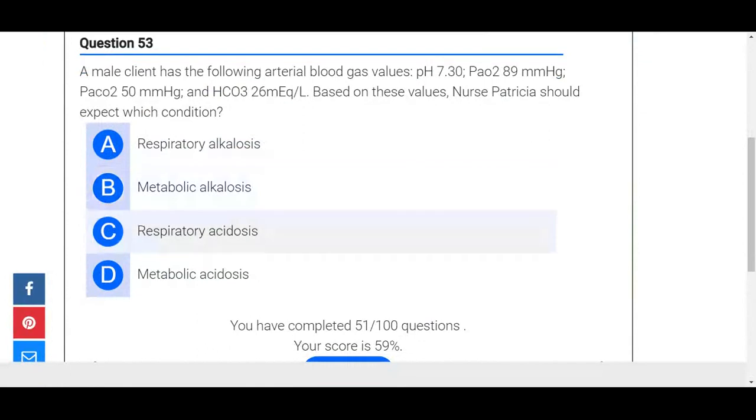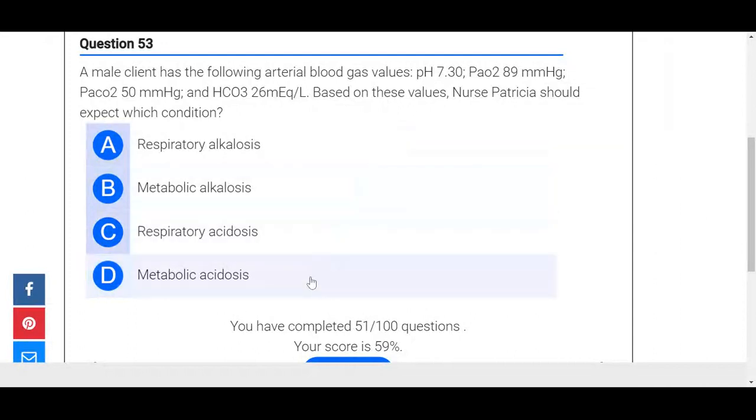A male client has the following arterial blood gas values. Okay, I hate this kind of questions. I really don't like these kind of questions. pH 7.30 is acidic. PaO2, 89 mmHg. Okay, so we know that it is acidosis, but we're not sure if it is respiratory or metabolic.